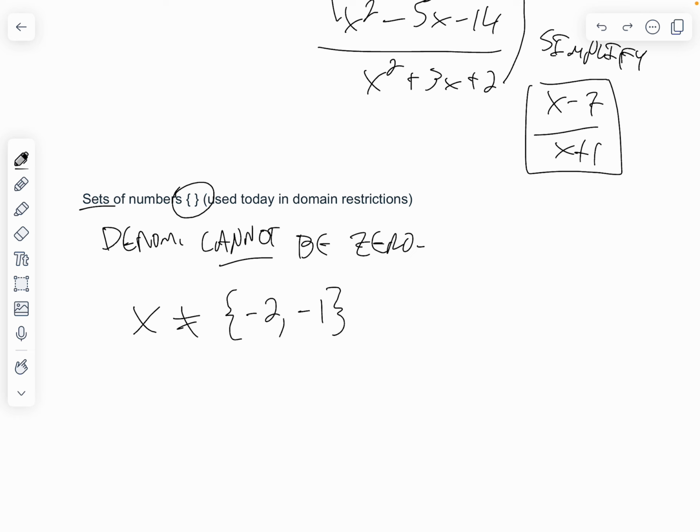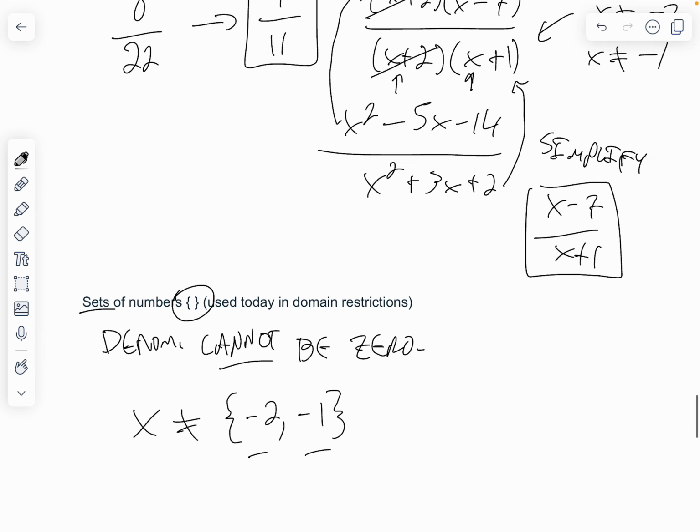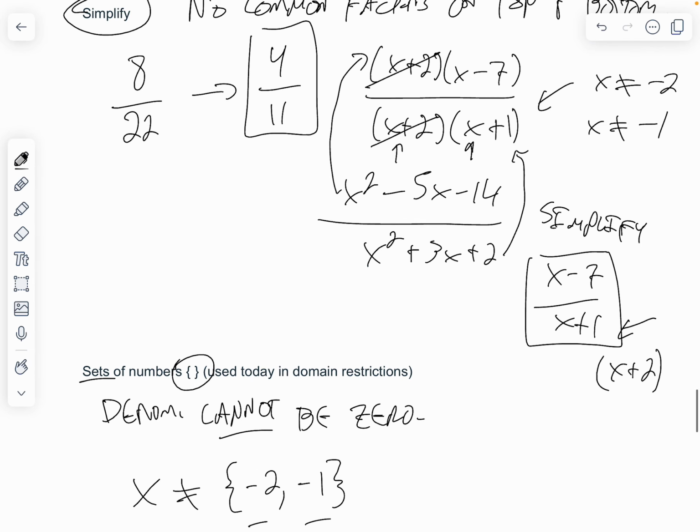So x is not allowed to be either of these two numbers, even though there's no x plus 2 at the end here. It's like a ghost. It's like it's still hiding there. From the beginning of the problem, that's when you should be looking at your domain restrictions.